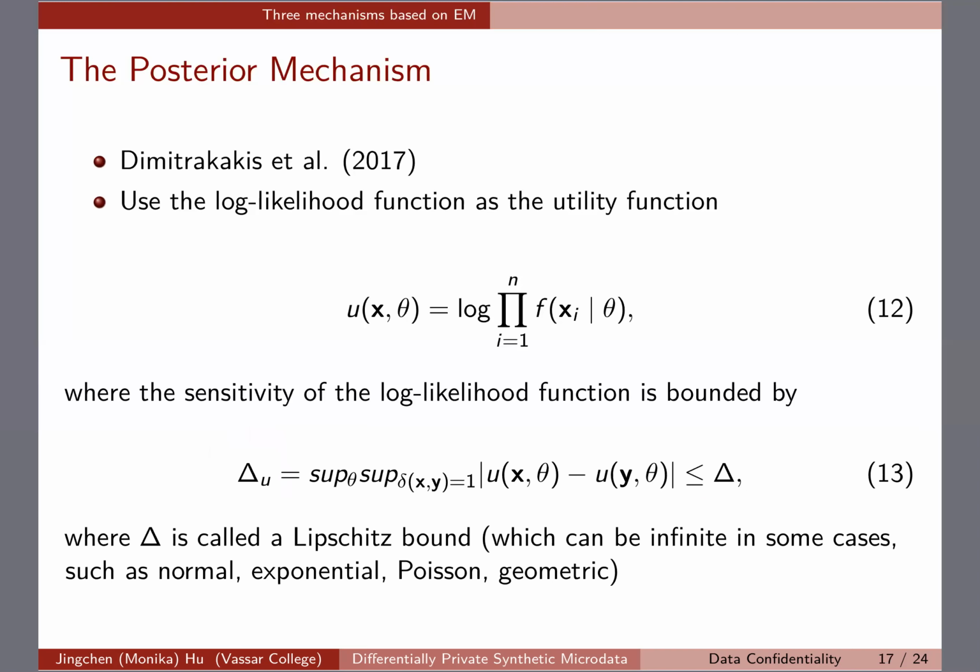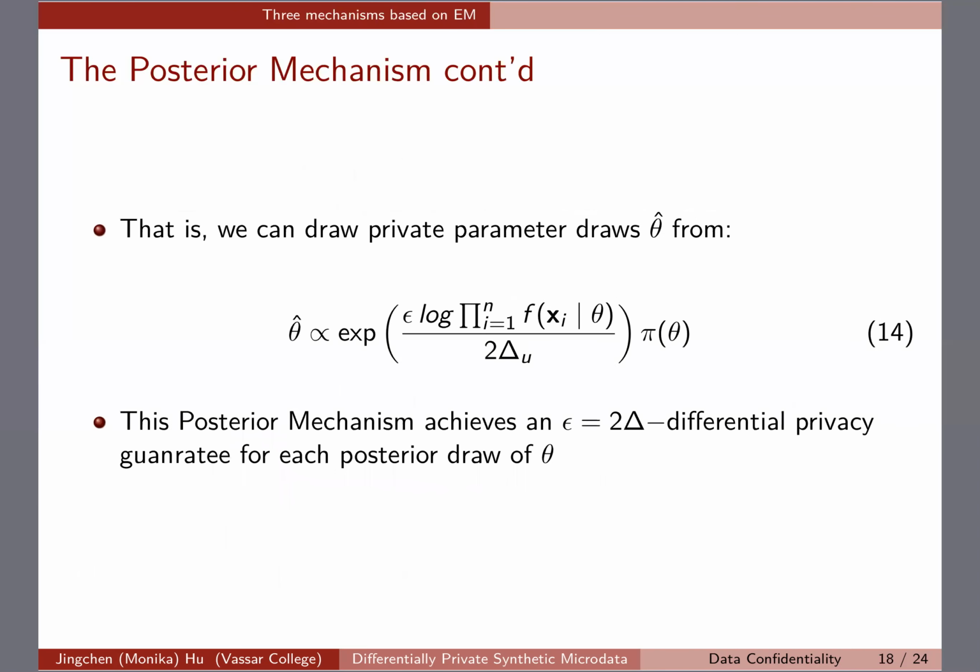But once you have it, what you do is, now you can draw private parameters theta hat from this equation 14, okay? So equation 14 is almost the same as before, except now I replace the U, the utility function, with the log likelihood function, okay?